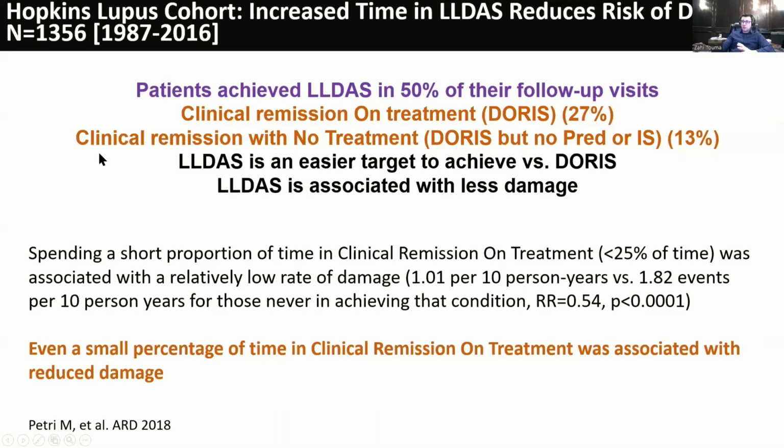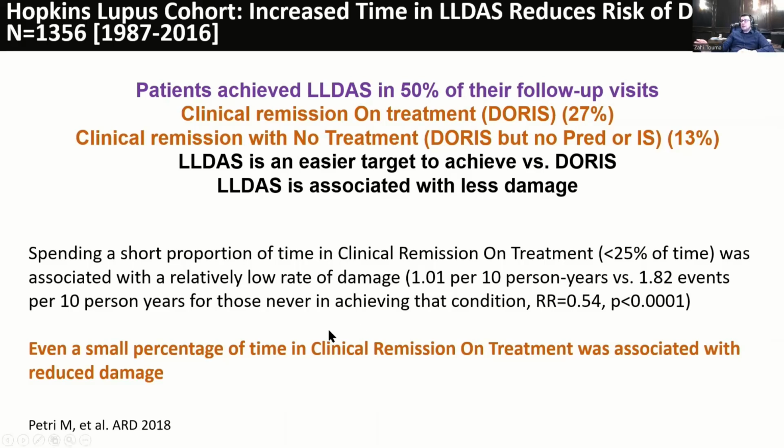But they also challenged the definition here, and they said clinical remission with no treatment, which means no prednisone and no immunosuppressant. And that's the ideal situation, particularly when we say no prednisone. And you can see that the number is lower, but still some patients were able to achieve this outcome. So we can see clearly here that the LLDAS is an easier target to achieve compared to DORIS based on the percentage, the prevalence, and still LLDAS is also associated with less damage.